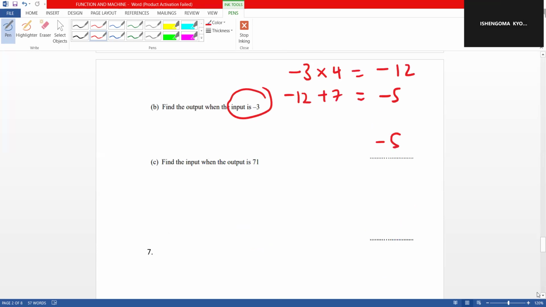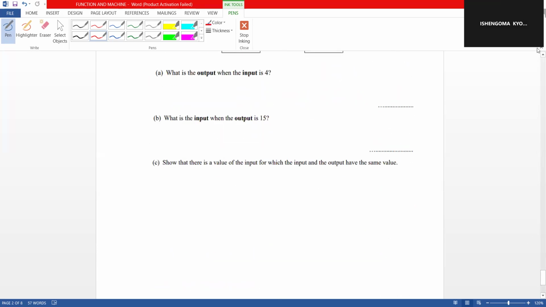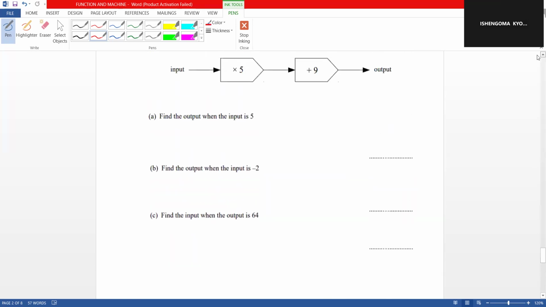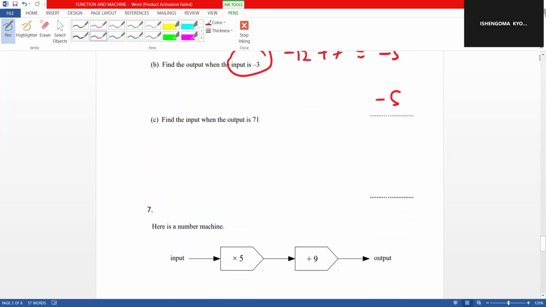So from the output, I will follow the next step. Now here I am given the output. My output is 71, right? So I have to do the opposite of the function.